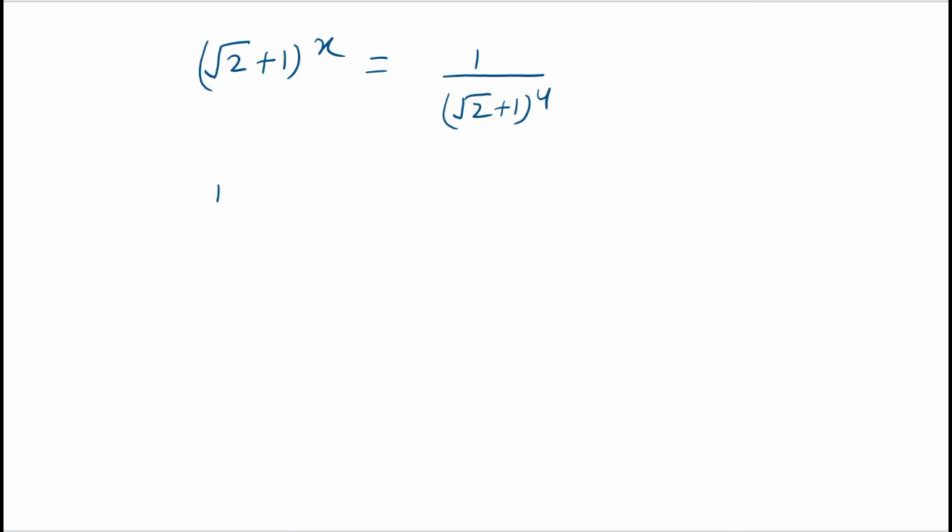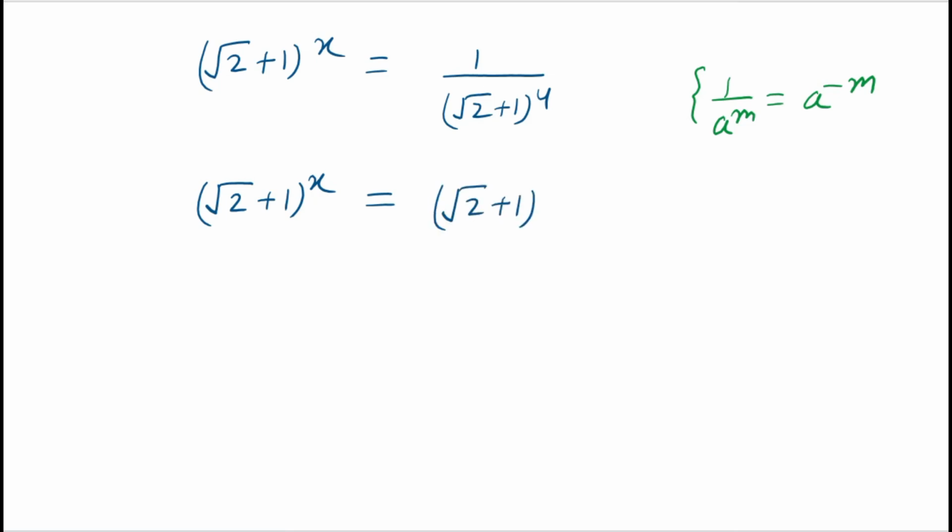Now left hand side is (√2 + 1)^x equals, in right hand side, if we apply this rule, 1 over a^m equals a^(−m). Then this expression is the same as (√2 + 1)^(−4). Now look carefully, left hand side base is √2 + 1, and in right hand side base is √2 + 1. So if we compare both sides then you can say the value of x equals −4.